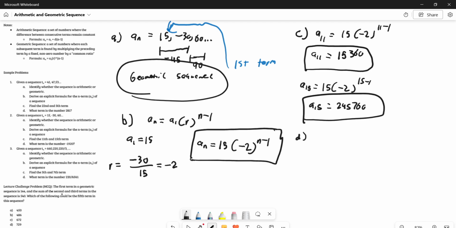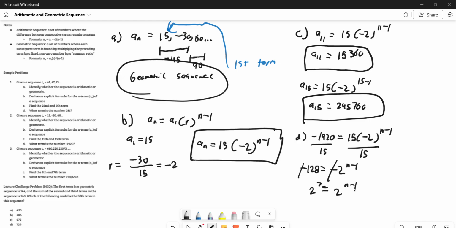Okay, part D. What term is the number negative 1,920? So we'll just plug that in for a sub n. We don't know the n yet, but we'll figure it out. Now, we can technically divide both sides by 15. So 15 divided by 15 is 1, and 1920 divided by 15 is 128. So negative 128 will equal negative 2 to the power of n minus 1. And these negatives cancel. If you know your exponents, 2 to the power of 7 is equal to 128.